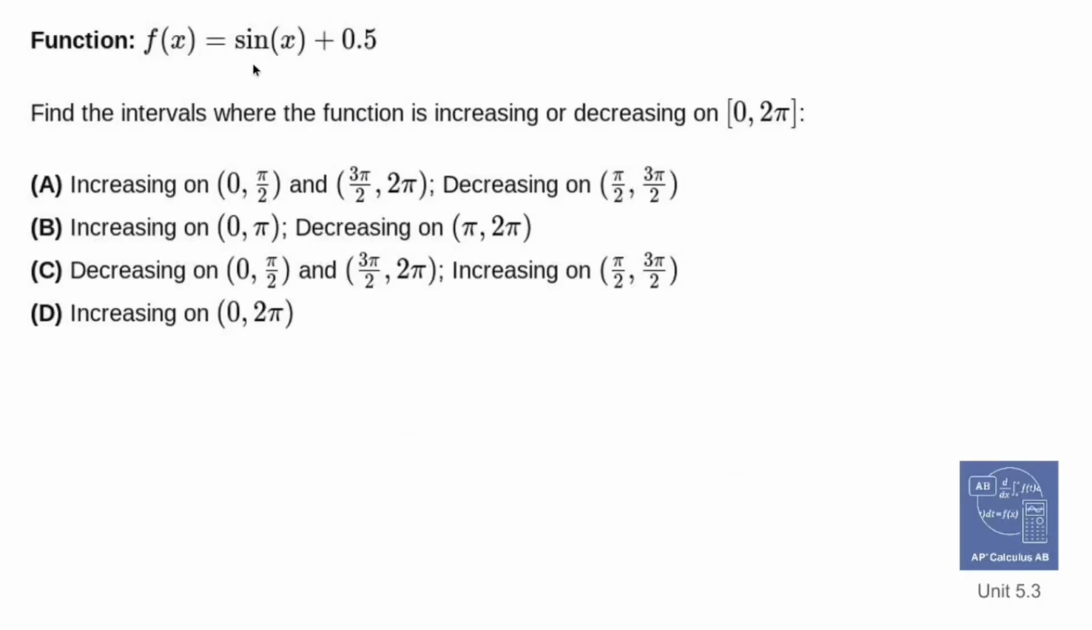Given the function f of x equals sine x plus 0.5, find the intervals where the function is increasing or decreasing on the interval 0 to pi. All right, well, what I have to do is take the derivative and set it equal to 0 to get myself some critical points. So the derivative, f prime of x, is going to be cosine x plus nothing. So set that equal to 0.